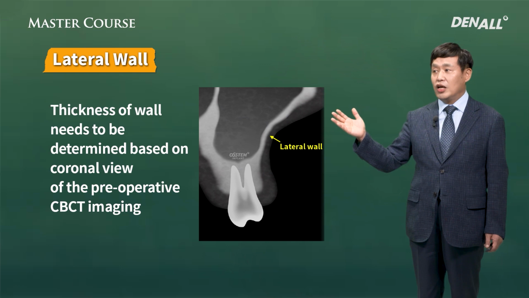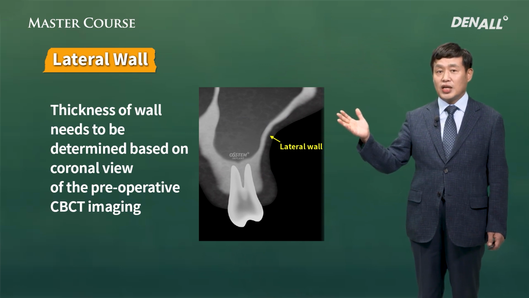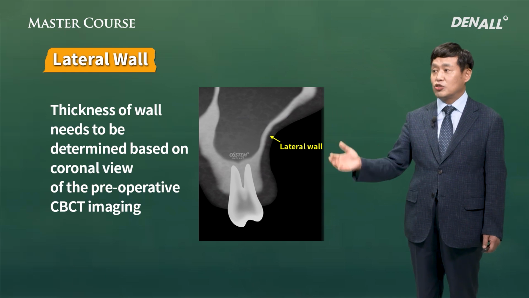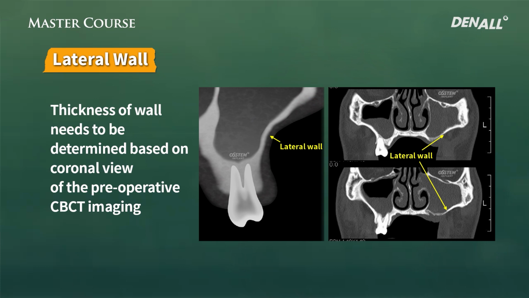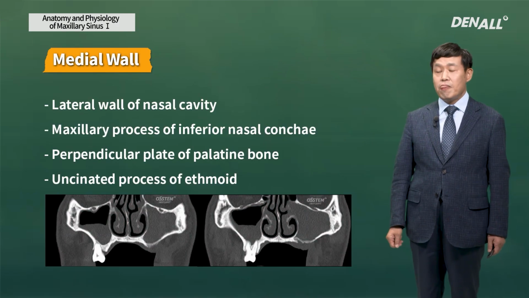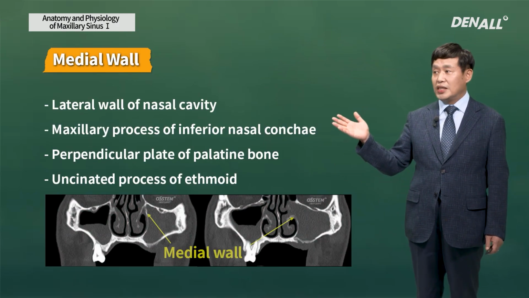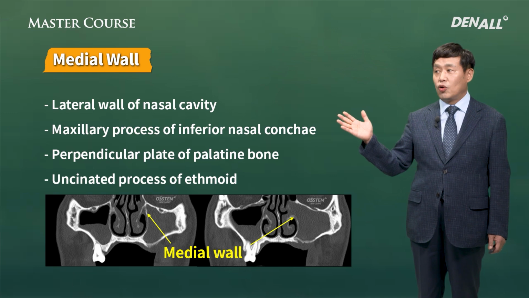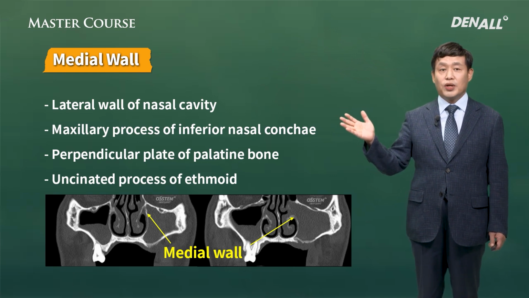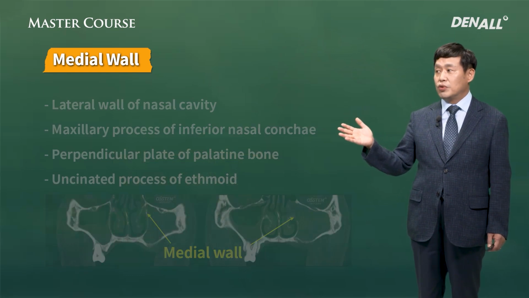So, in the lateral wall, the thickness of the wall needs to be determined based on the coronal view of the preoperative CBCT imaging. We need to accurately, in advance, estimate the thickness of the lateral wall. Next, medial wall. It is in the medial side, so that is the lateral wall of the nasal cavity. As I said before, there is the inferior nasal concha, and there is the ethmoid bone.